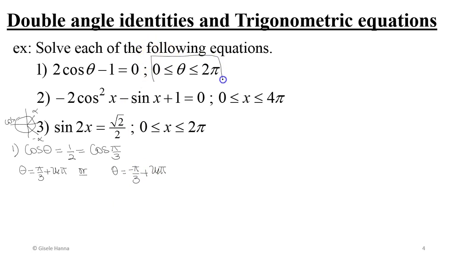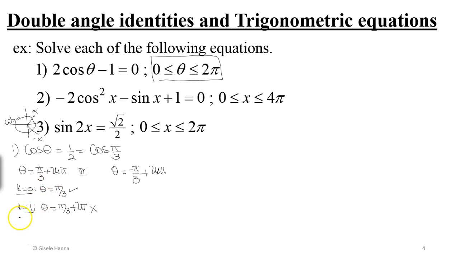However, here we are given that theta is between 0 and 2 pi. So among these two sets, we need to find which ones fall in 0 to 2 pi. We could do that by taking different values of k. For k equals 0, I have theta equals pi over 3. Now pi over 3 is between 0 and 2 pi, so it's accepted. For k equals 1, it's pi over 3 plus 2 pi. Now pi over 3 plus 2 pi is obviously greater than 2 pi, so that's rejected, and it will be the case for any value of k greater than 1.